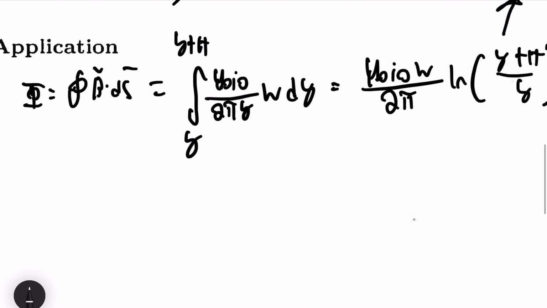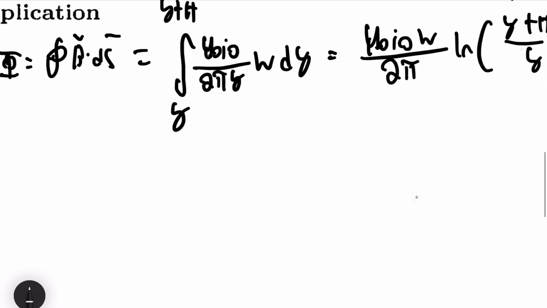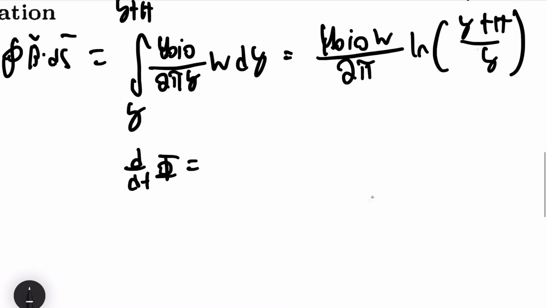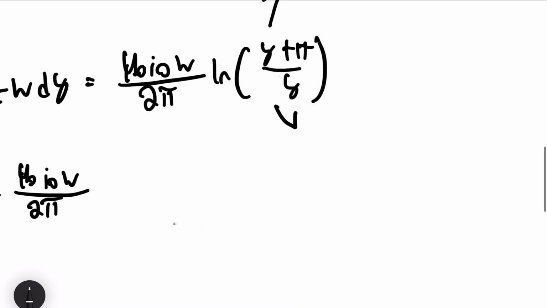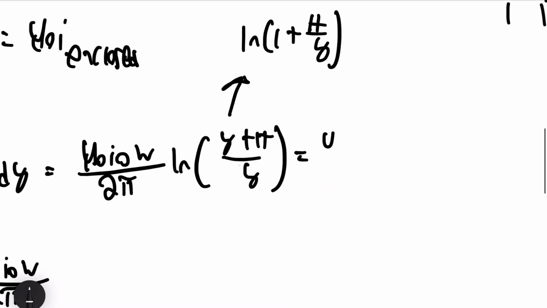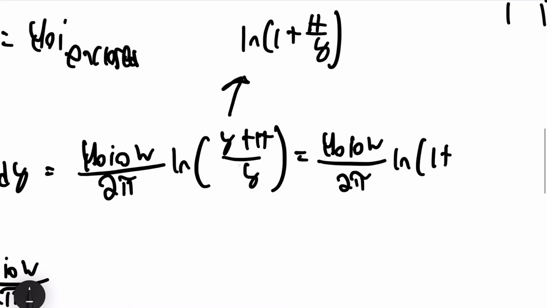Now here's where it's a little dumb. You kind of need to understand Cal 3 for this. So you have d/dt of the flux. We're just going to take the time derivative. So we have mu naught I naught w over 2 pi. And the thing that's dumb with this question is that you're going to take the derivative of ln. Let me write this again: mu naught I naught w over 2 pi ln of 1 plus h over y.